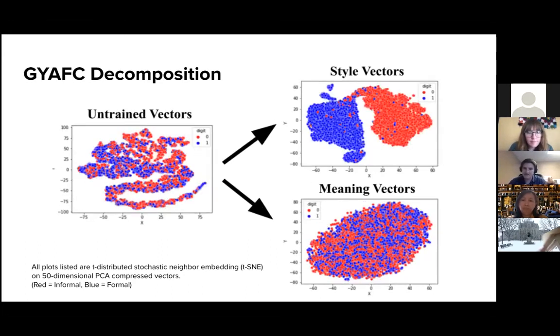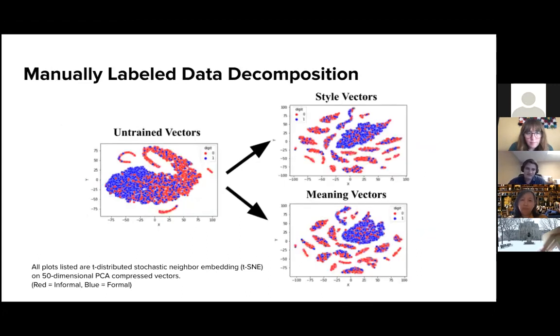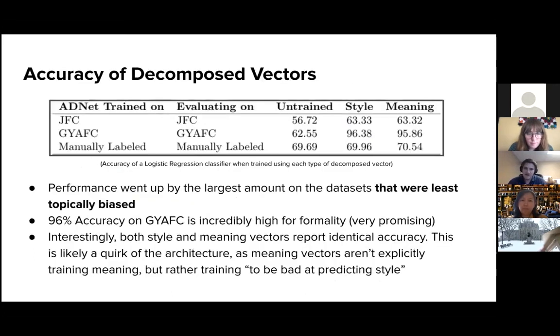Reminder that Grammarly Yahoo Answers is a parallel corpus. The only thing that differs is the style. The meaning does not differ. In the Japanese formality corpus, there are still correlations. We can imagine that these clusters are probably from different source material. The same thing happened with manually labeled data, but I do have faith that this technique could be used in the future.